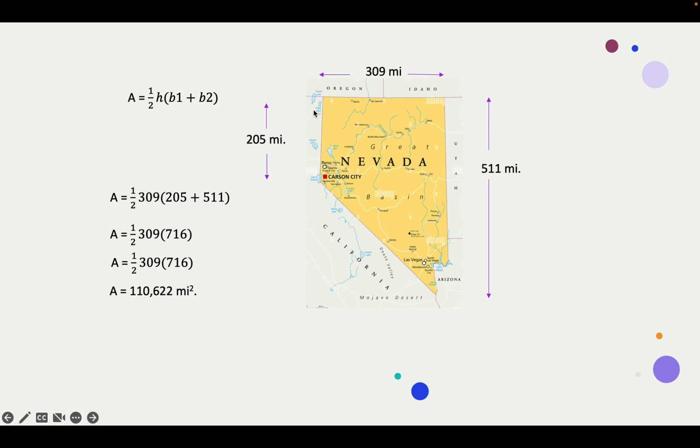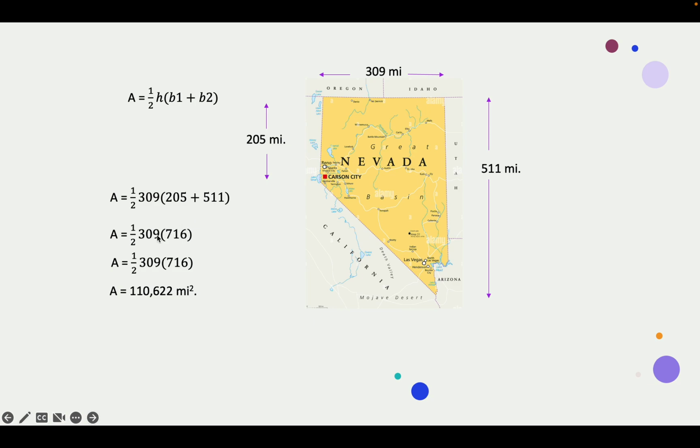All right, we got to plop in the numbers. So I have the 309 miles right here. I have the 205 miles as base 1 right here. And I have the 511 miles, which is base 2 right here. I always have to do the work in the parentheses first. So I'm going to add 205 plus 511. That comes up with 716.